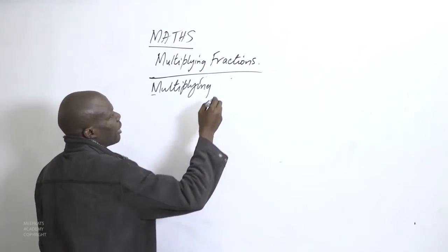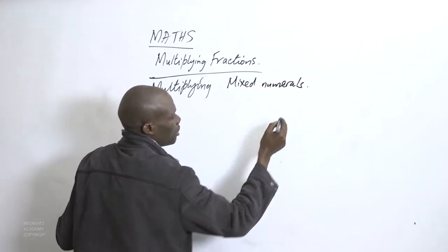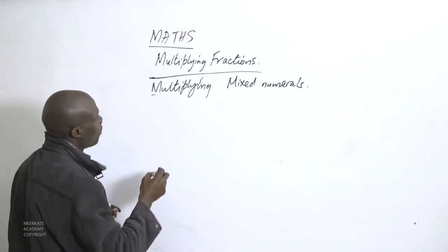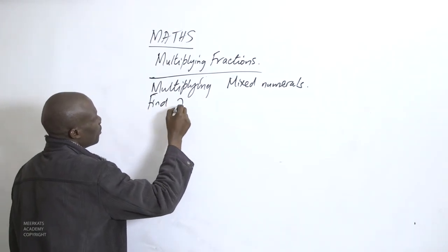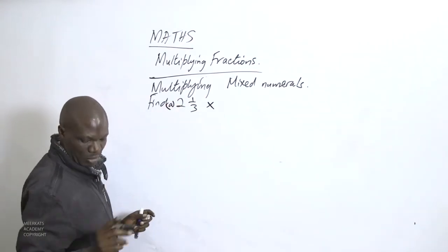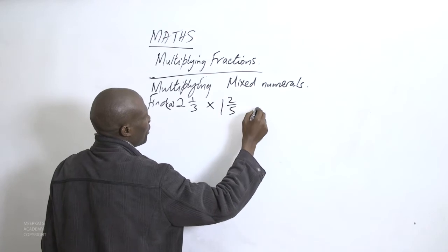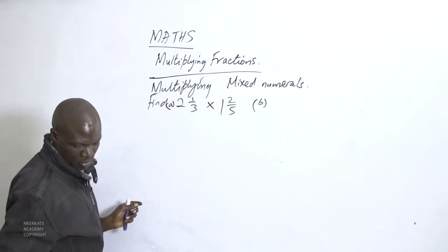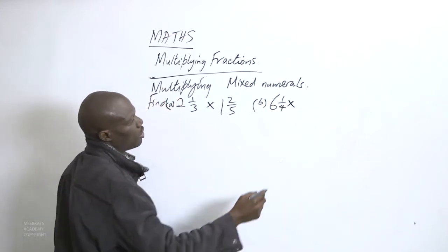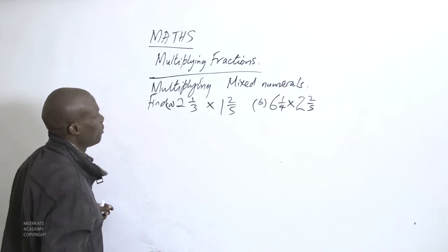So, multiplying mixed numerals. Question: find A, 2 1/3 times 1 and 2 over 5, and B, 6 1/4 times 2 and 2 over 5.